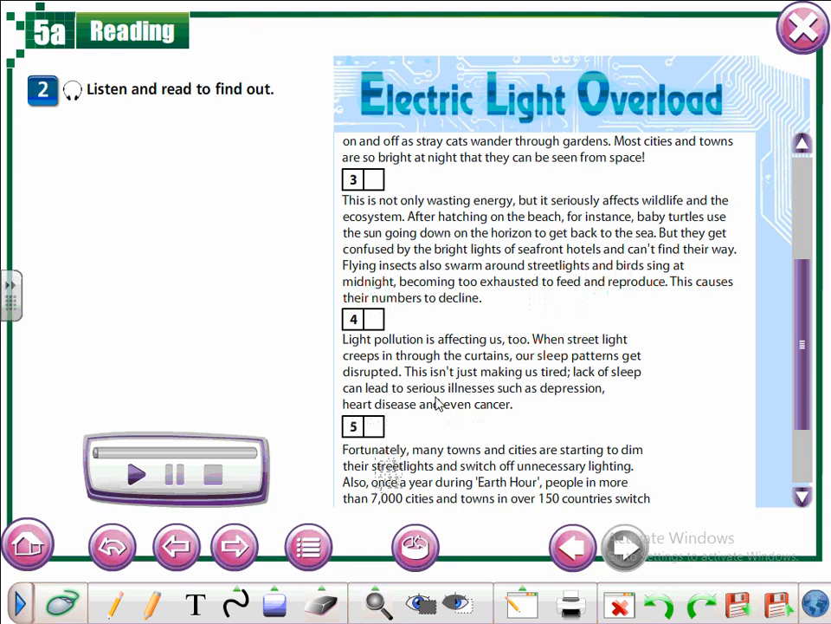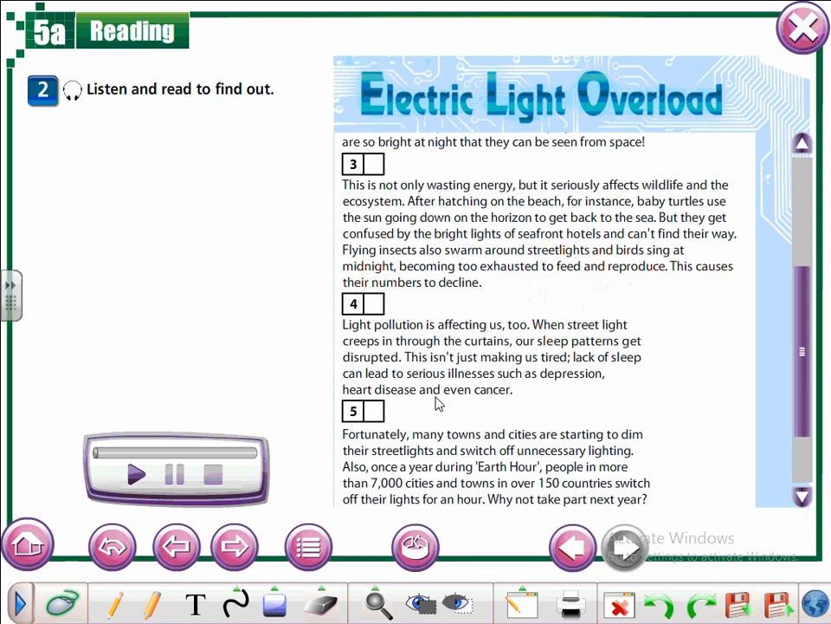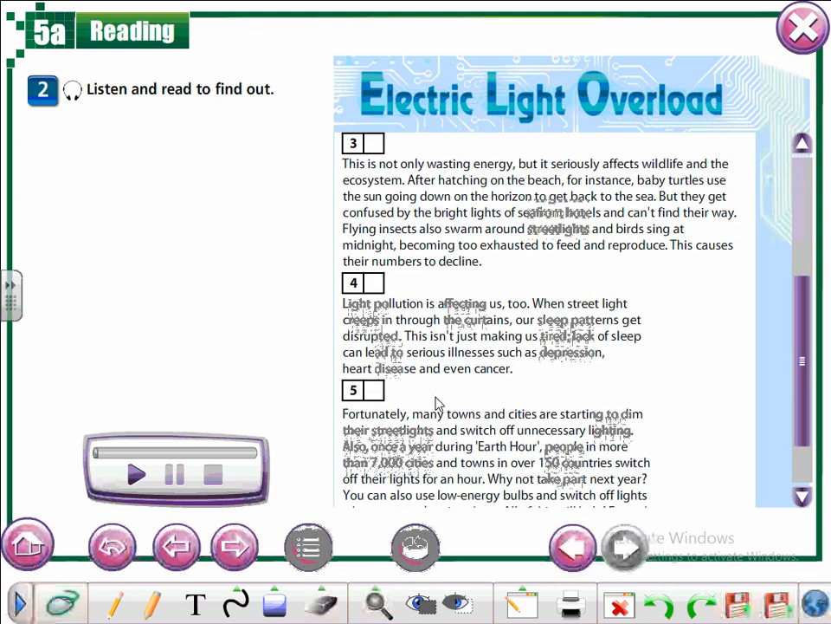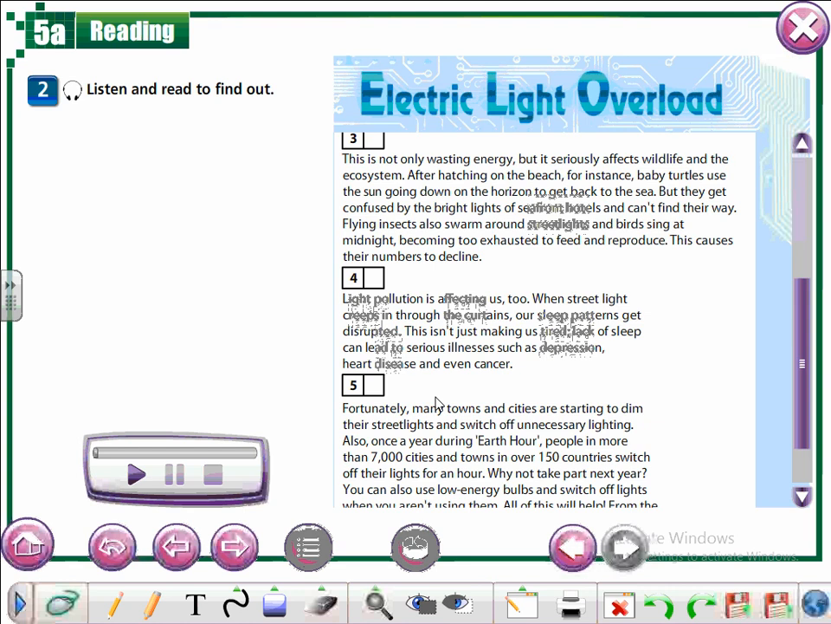The light pollution is affecting us too. When street light creeps in through the curtains, our sleep patterns get disrupted. This isn't just making us tired, lack of sleep can lead to serious illnesses such as depression, heart disease, and even cancer. You know, you have to sleep in total darkness. But when your room is not in total darkness, you will have a problem with your sleep patterns. Yes, for sure you'll sleep, but you'll have an exhausting sleep.